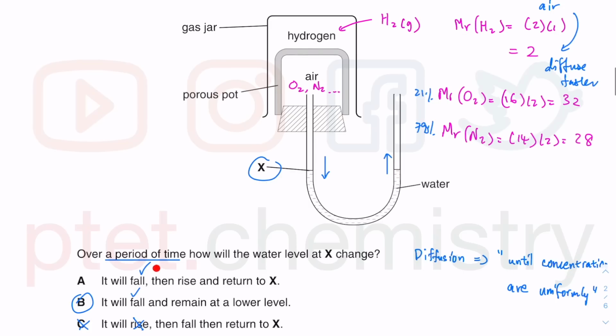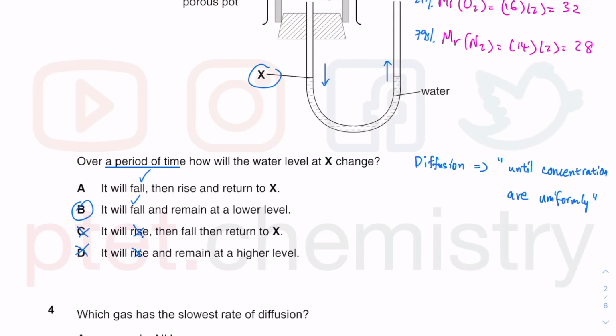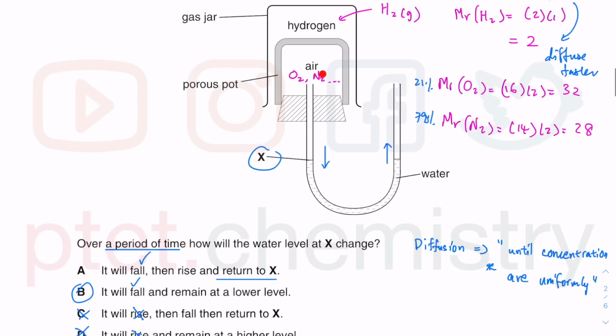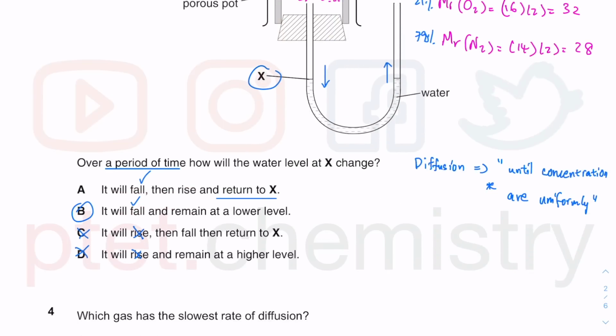So after a period of time, it will go back to the original level because you would have the same number of particles inside here eventually. But it will not be 100% just oxygen and nitrogen. It will also contain a little bit of hydrogen as a result of diffusion. So it can't be option B there. It has to be option A, return to X, as a result of our definitions of diffusion.